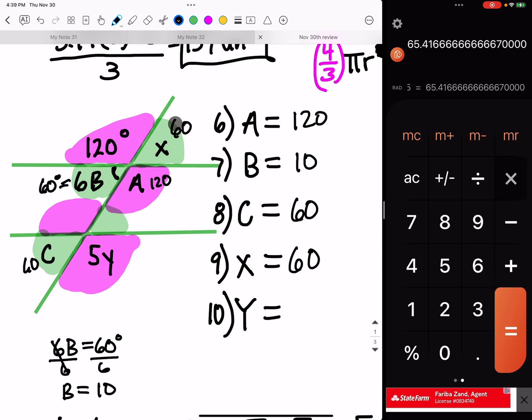So down here, this one was 100, right? All the pink ones were 120. But that's 5 y's. So I'm going to divide by 5, and y equals 24.